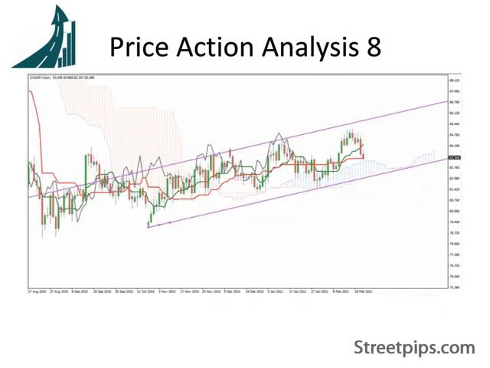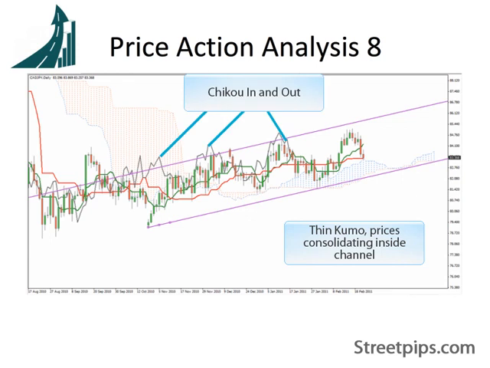This is another example where Ichimoku traders usually stay out. Notice how clouds are so thin, prices are consolidating inside a tight channel. Chikou is chopping in and out of price. For a long position, we will be looking for Chikou to be clear above prices, with thick Kumo clouds ahead.